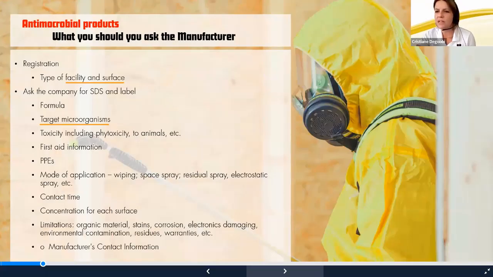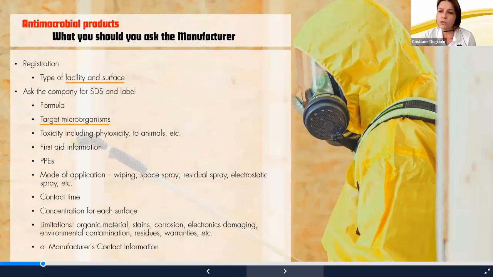What should you ask your manufacturer? You need to ask for registration as you do for any type of pesticide that you use. You need to be registered. Once it is registered, please pay attention to the type of facility and surface that it is registered for. Okay, so if it is registered for hospitals, please only use it in a hospital or healthcare facilities. If it's registered for the food industry, please only use it in a food processing plant or a restaurant, for example.